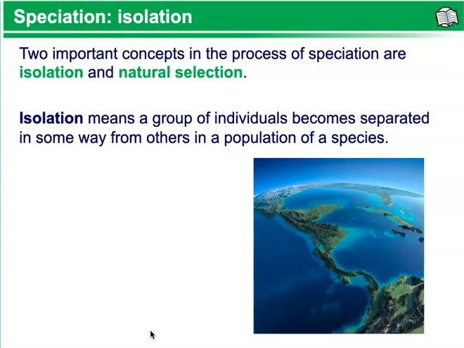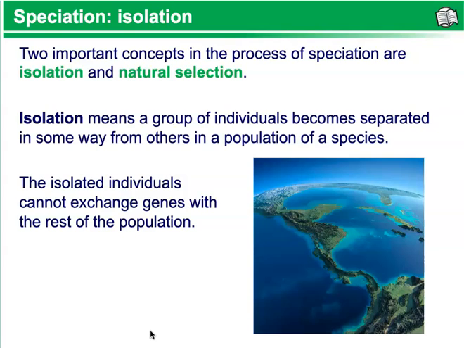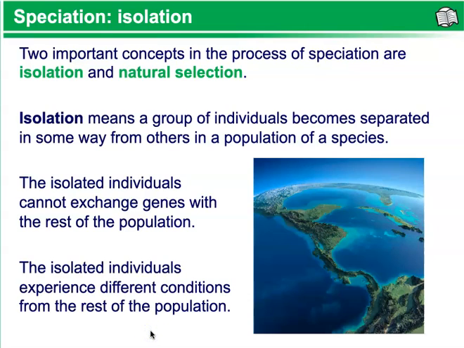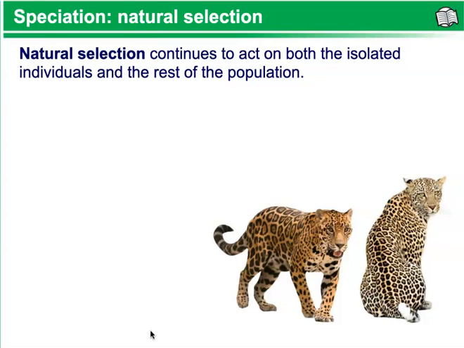Isolation means that a group of individuals become separated in some way from others in a population of species. The isolated individuals cannot exchange genes with the rest of the population. And so the isolated individuals experience different conditions from the rest of the population. And then natural selection goes to work.